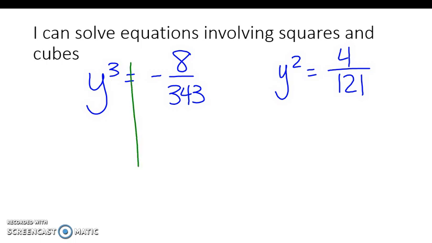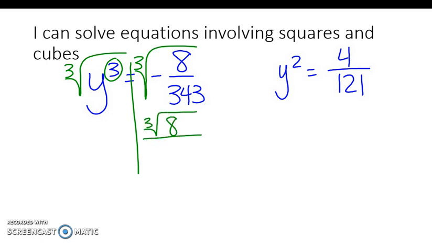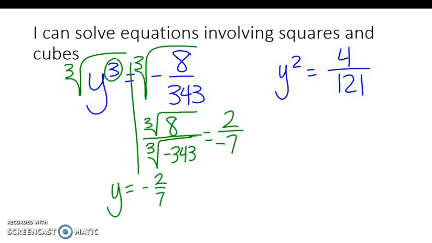All right, so I noticed that this is being cubed. So I have to take the cube root of both sides. But I also have to show all my work. So I'm going to take the cube root of 8, and the cube root of negative 343. Now, guys, only use the negative one time. You can either put the negative with the 8 or the negative with the 343. So the cube root of 8 is 2. The cube root of negative 343 is negative 7. And that does not simplify, so y equals negative 2/7.